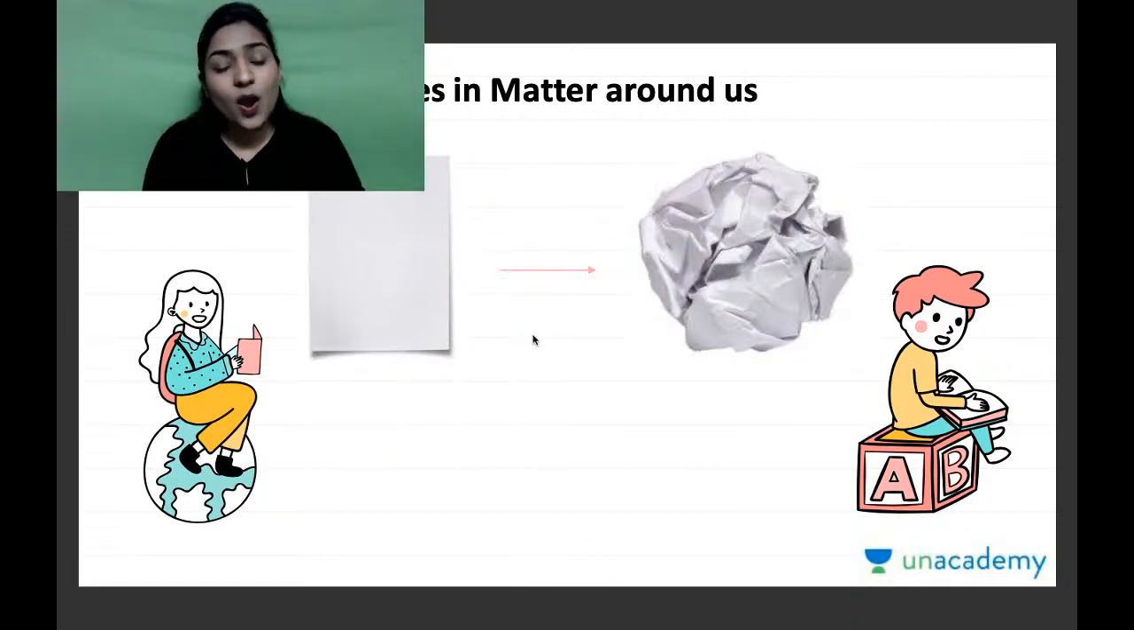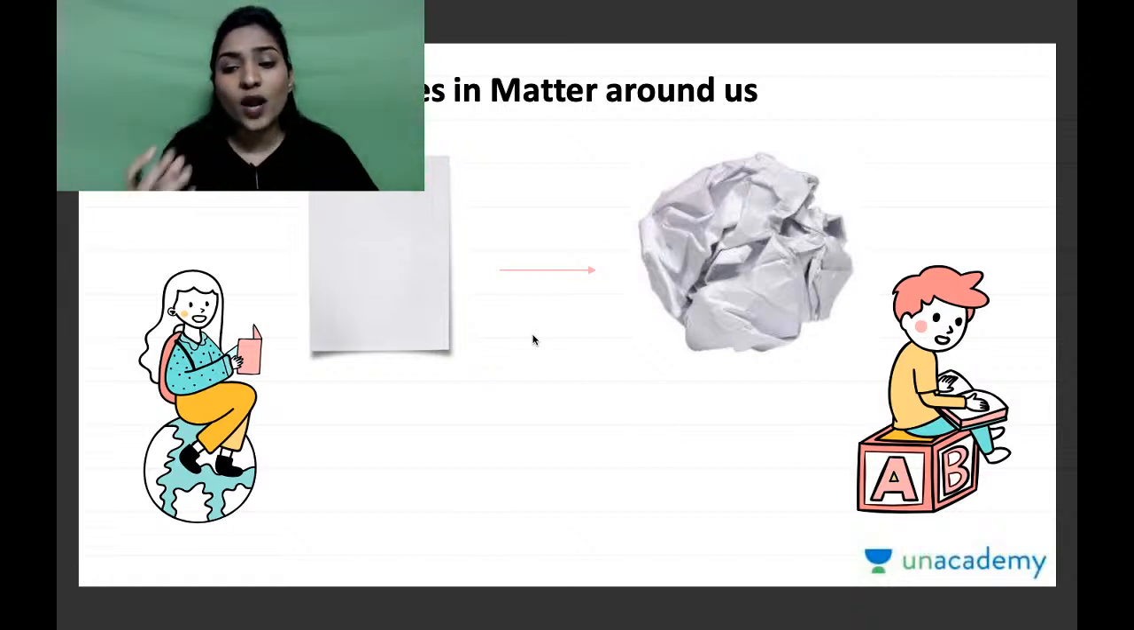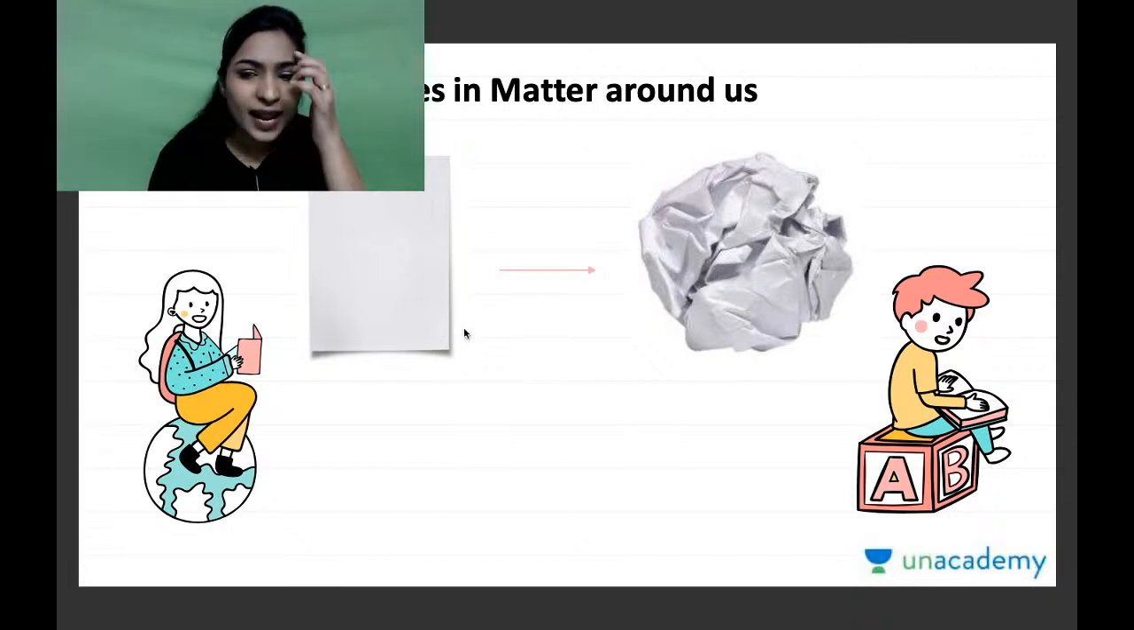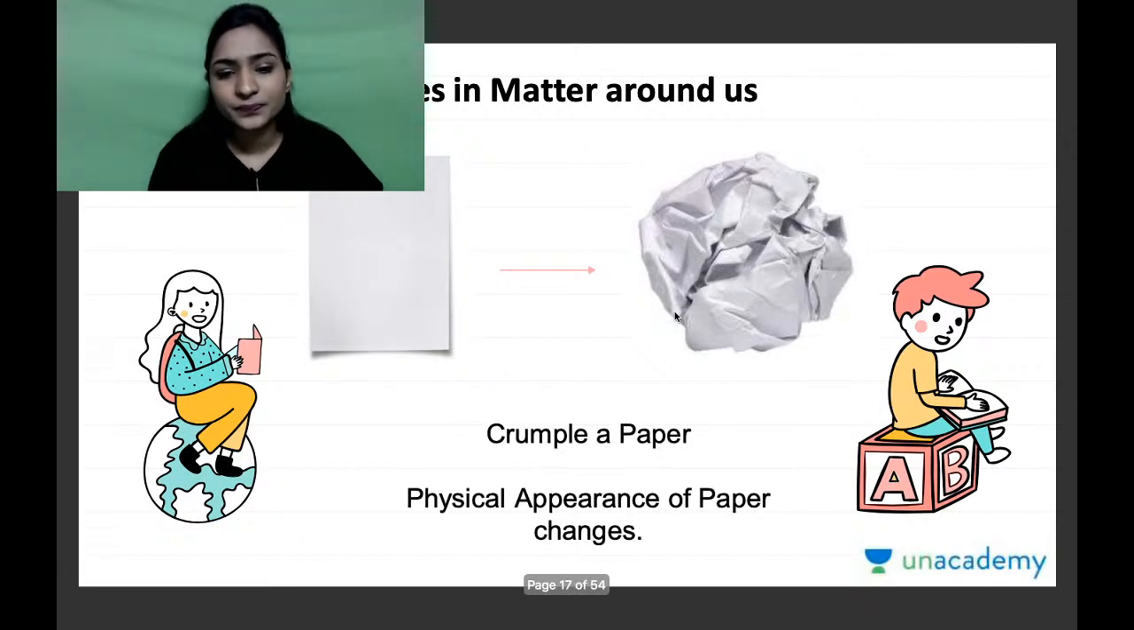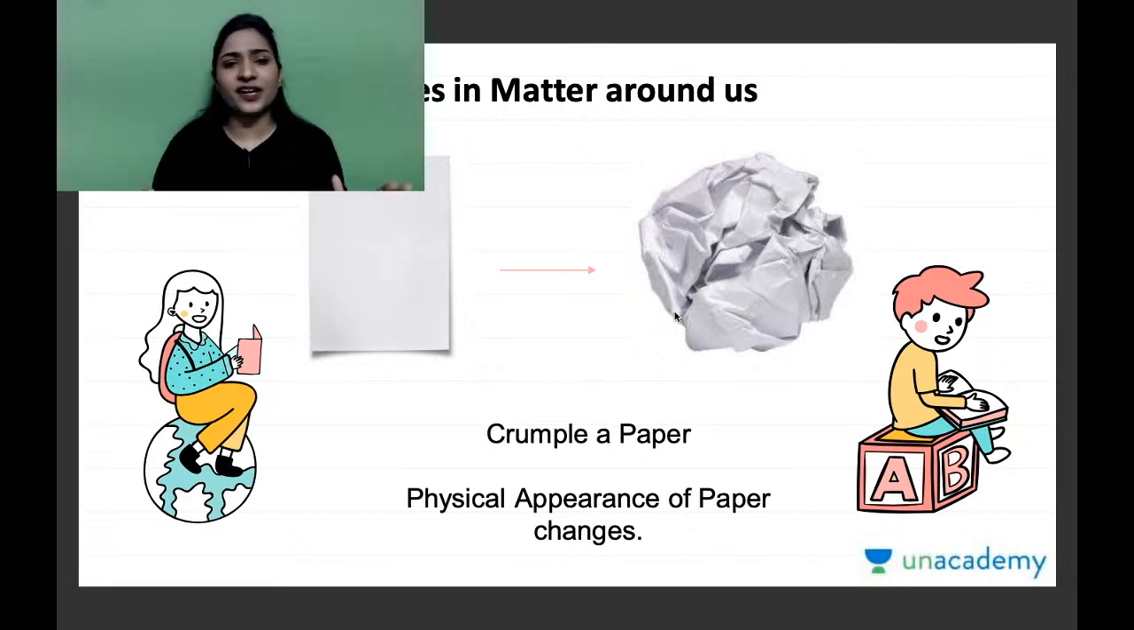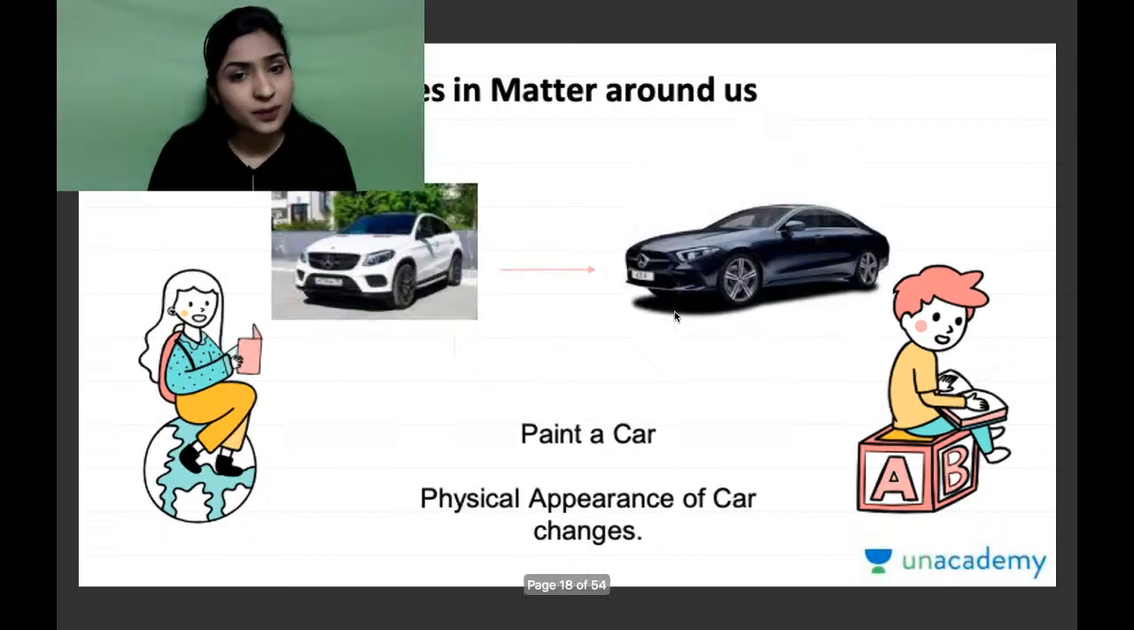So now, when we crumple a paper, what changes can you see? Can you tell me what kind of changes you see when you crumple a paper? Something changes about the paper. Yes? It doesn't remain like this simple paper. Can you tell me what changes? When we crumple a paper, the physical appearance of the paper changes, right? The paper which was straight and perfect like in a notebook earlier, now it has become ugly. Physical appearance of the paper changed.